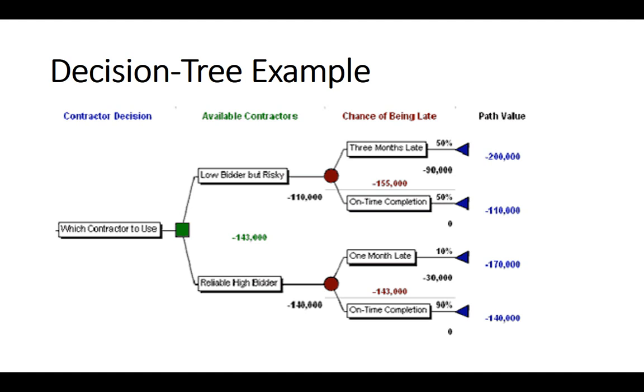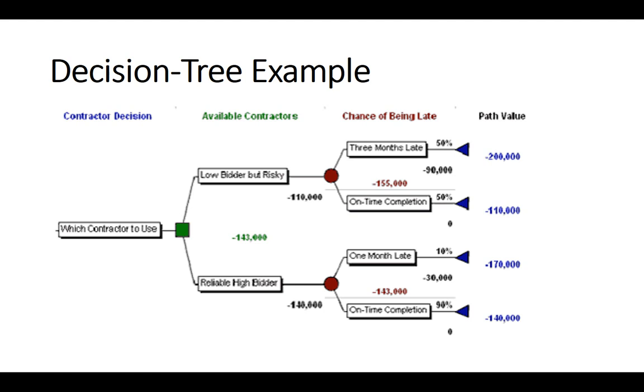It could be 50. There's a 50% chance you could come in on time, in which case you're saving money. But there's also an equal chance you could be 3 months late, in which case it costs you 200. Whereas with the other bidder, there's a 90% chance based on research that they come out on time, locking it in at $140,000, and that they might be a month late. There's about a 10% chance of it.